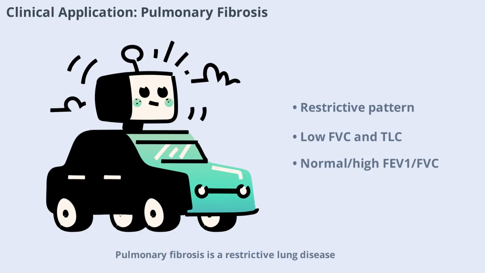Pulmonary fibrosis is a restrictive lung disease. The lungs become stiff and less compliant, making it hard to fully expand them. Spirometry shows a reduced FVC and TLC, but the FEV1-FVC ratio is typically normal or increased. Recognizing this pattern is key for diagnosis.